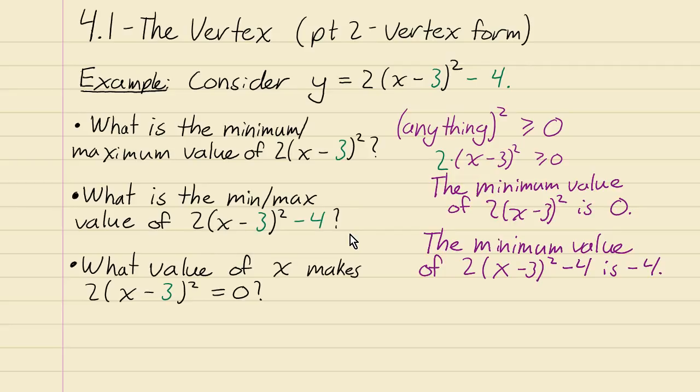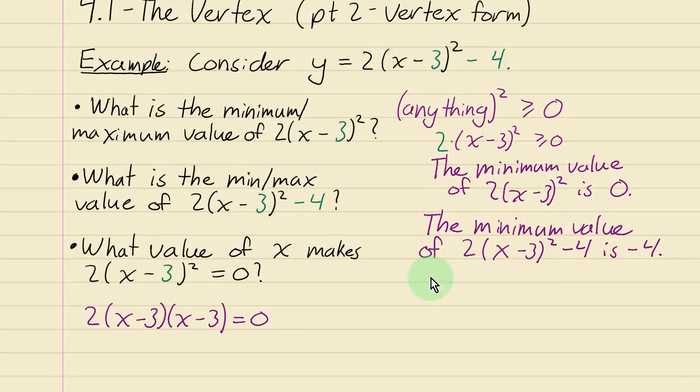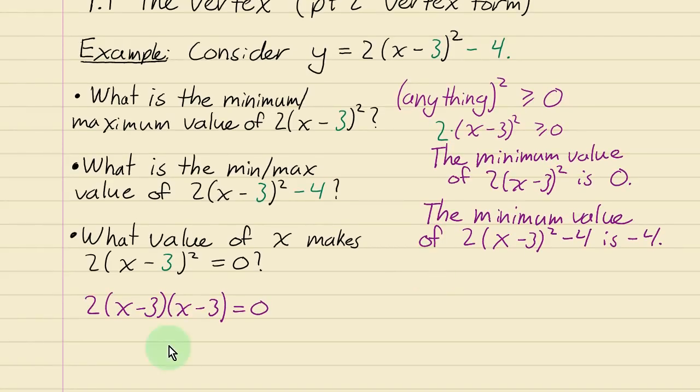Now, what is the value of x that gets you there? That's what this is asking. The value of x that makes this 2 times something squared equal to 0, that's the thing that's going to give you your minimum value of y here. So, because this is already factored as 2 times x minus 3 times x minus 3, and the result on the right side is 0, that means x equals 3 will give you that value.